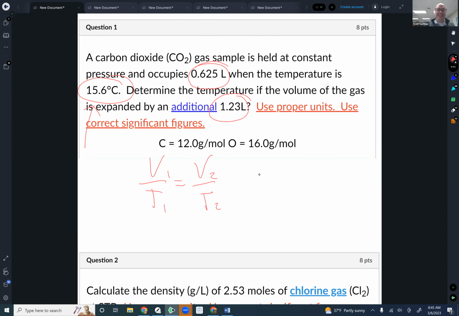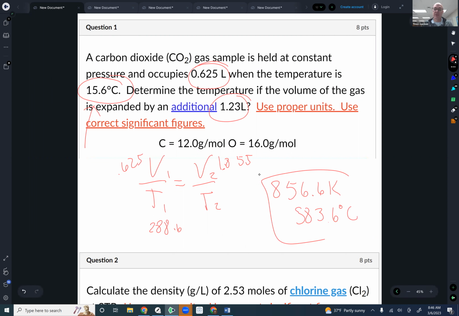Should be 288.6. The volume is 0.625, or what you forgot to do is add the additional 1.23. So we would have 0.625 plus 1.23 to get 1.855. Now we're just cross multiplying, solving for the T. So we would have 1.855 divided by 0.625 times 288.6, and you would get 856.6 Kelvin. If you subtract 273 from that, you would get 583.6 degrees Celsius. Either of those would be correct.